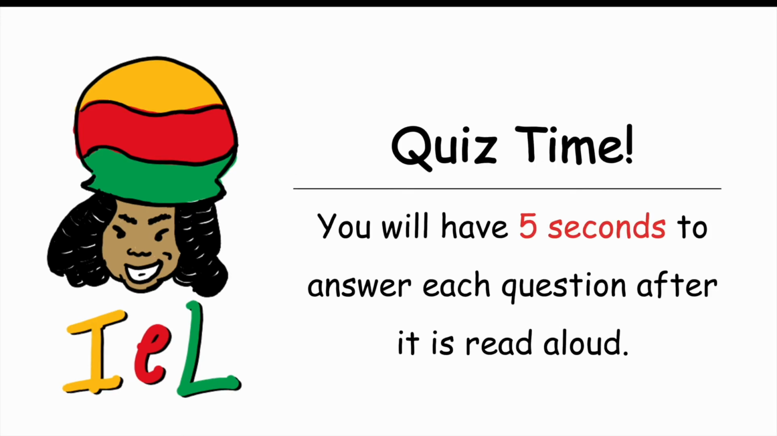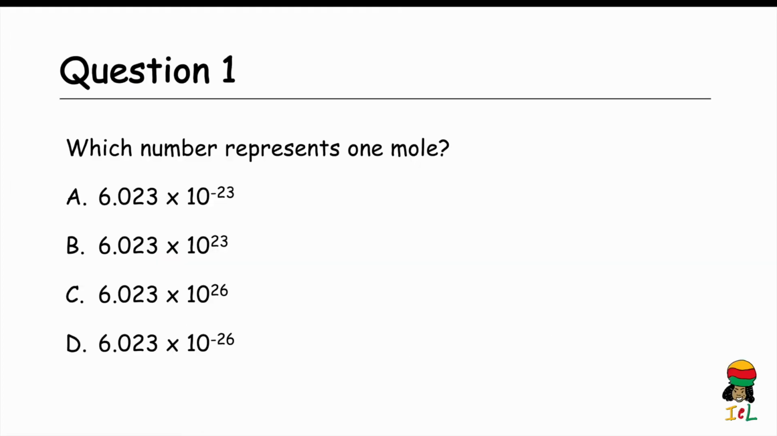It's quiz time. You have 5 seconds to answer each question after it is read aloud. Question 1. Which number represents 1 mole? A. 6.023 times 10 to the -23. B. 6.023 times 10 to the 23. C. 6.023 times 10 to the 26. D. 6.023 times 10 to the -26. The answer is B. 6.023 times 10 to the 23.